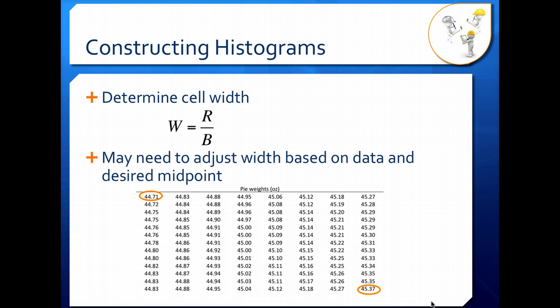So here again for our data, we have our range calculated, we have the number of bars, and so we want to make sure that we're properly representing our data. So if we set our midpoint around 45, we should have a good idea of the number of pies that are falling to the left of that, so underweight, and to the right of that, overweight.